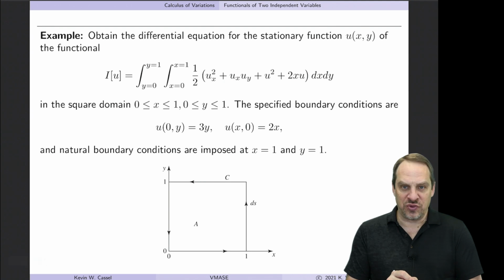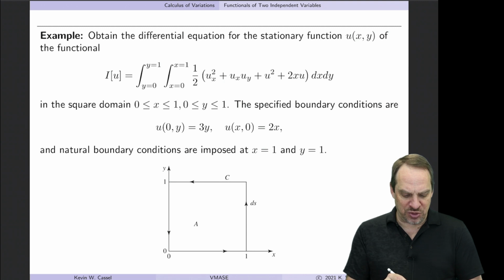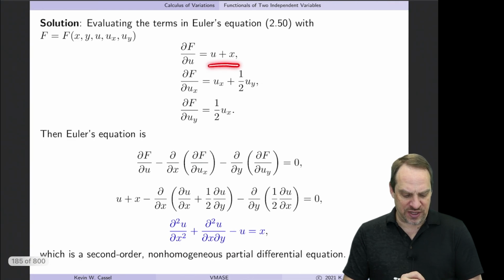So we take the partial derivative with respect to u. There's no u's in this term or this term. The partial derivative of u squared is 2 times u. The 2 cancels with the 1/2. And then the partial derivative of x times u with respect to u is x. So we have u plus x.